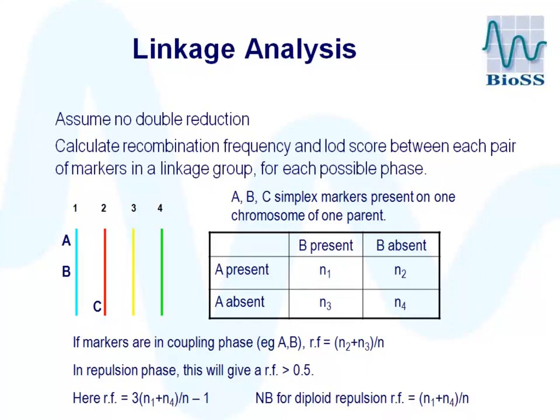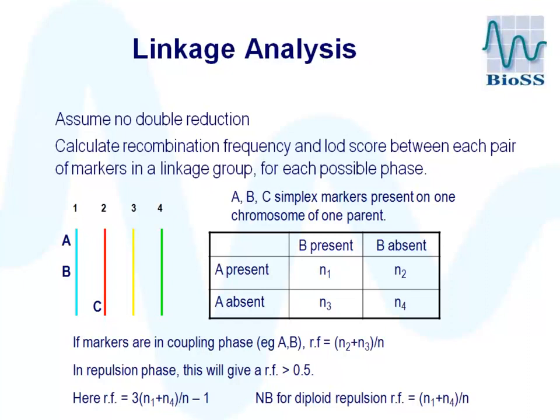So if the markers are in coupling phase like A and B, that's fine. If the markers are in a repulsion phase like A or B with C, then calculating the recombination frequency like that will give you a recombination frequency greater than 0.5. So that signals a repulsion linkage. Again, you've seen this if you work with diploid outbreeders.